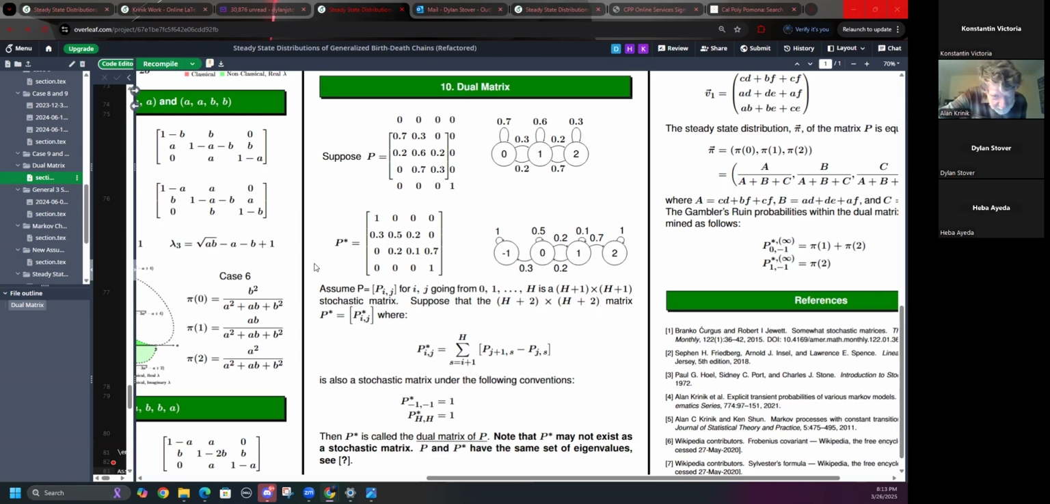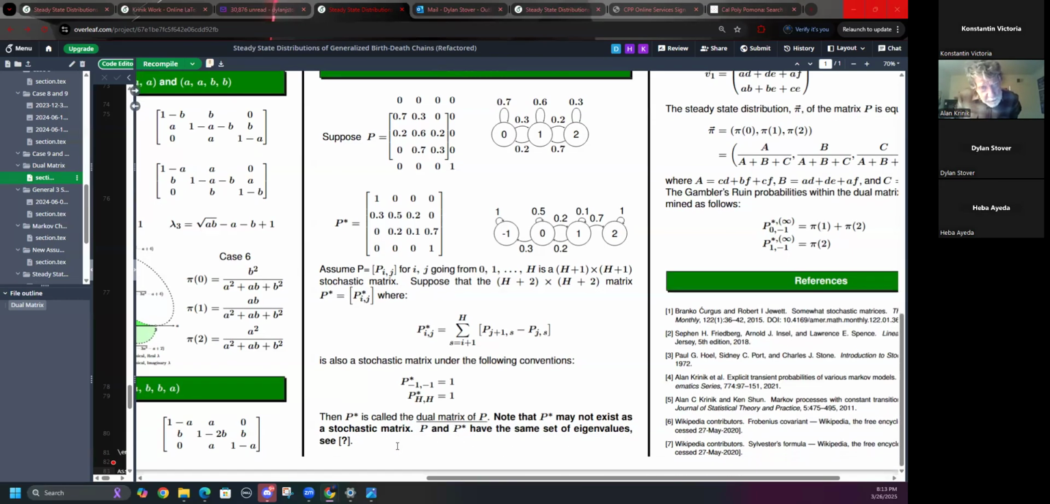So at the bottom of the slide, it says P star may not exist as a stochastic matrix, but it will always exist as a somewhat stochastic matrix, which means what? The sum of the rows of P star will still be 1, but some of the entries could be negative or could be positive.